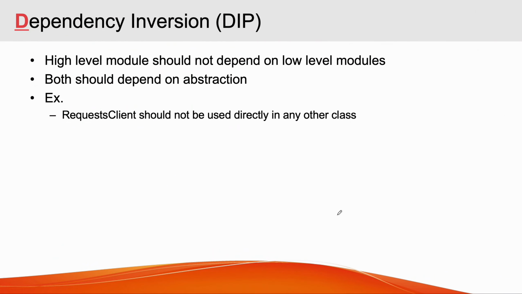Okay, so the last one is dependency inversion, where high level modules should not be dependent on low level modules. So what does that mean? When you are trying to create some service or any kind of big project, and you are trying to use some modules which are very specific, that should not happen in this principle. Both should be dependent on abstraction. For example, request client should not be used directly in any other class. I will explain this in a bit in the code example, so let's go to that example.